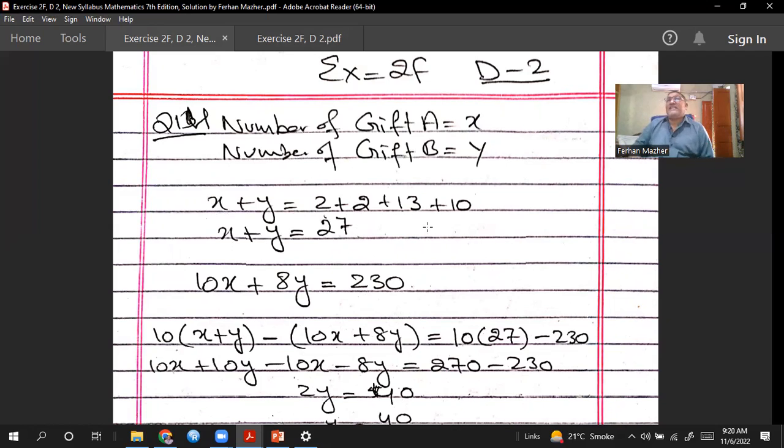The price of gift A is $10 and the price of gift B is $8. So 10x plus 8y, and she's going to spend $230. So the total cost should be $230. Now if you look at equation number 1 and equation number 2 carefully, I will multiply the first equation by 10 and then subtract them. I'm going to make the coefficient of x the same, and because in both equations it will be positive 10, I have to subtract them to eliminate x.